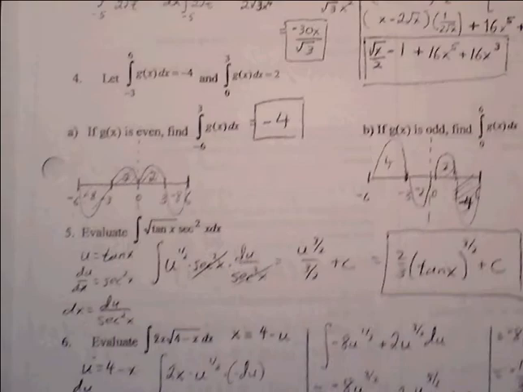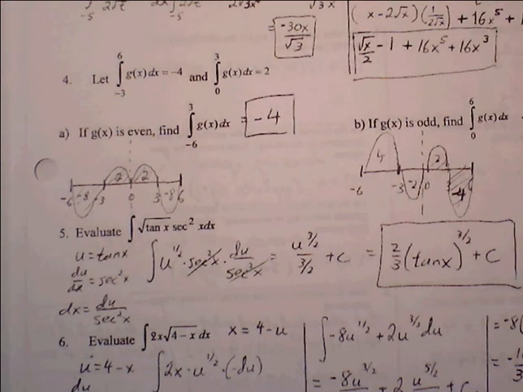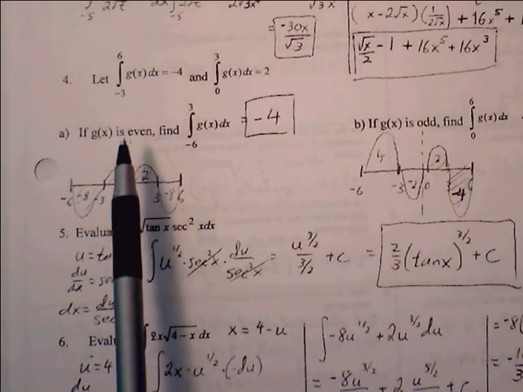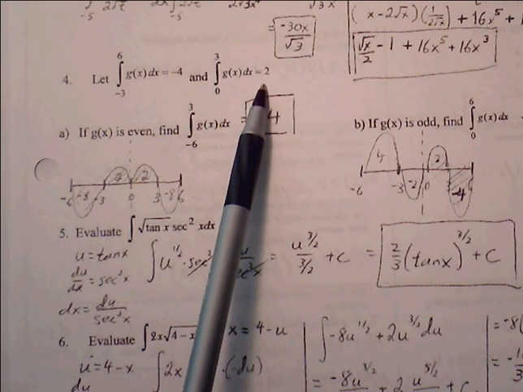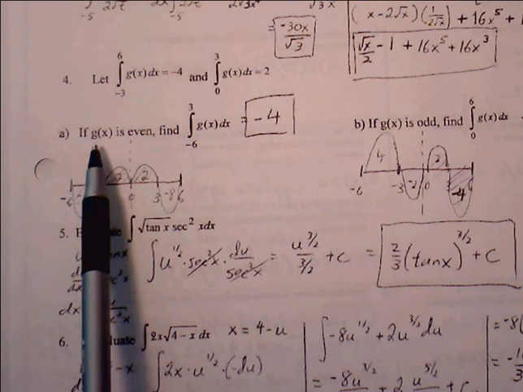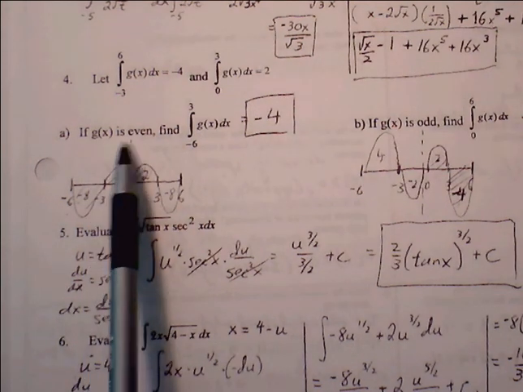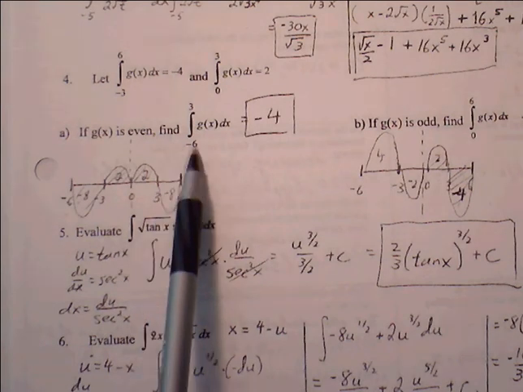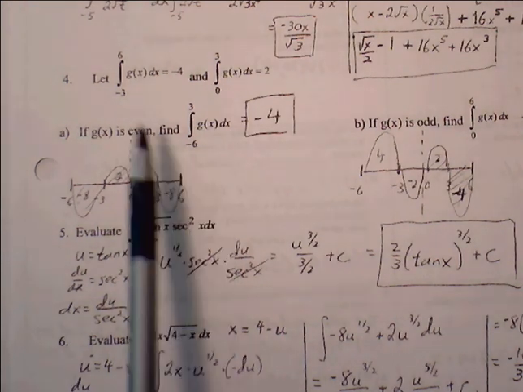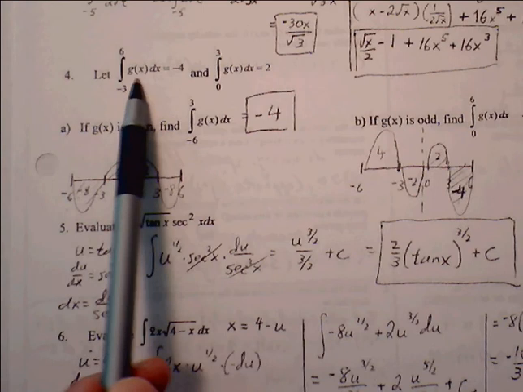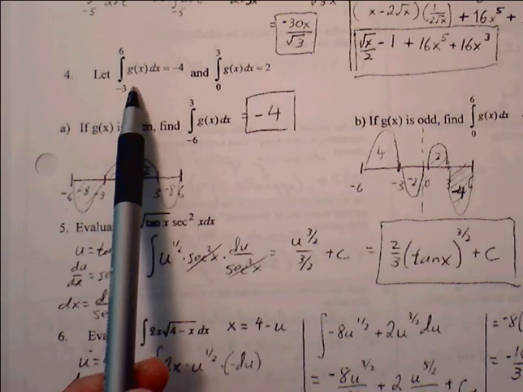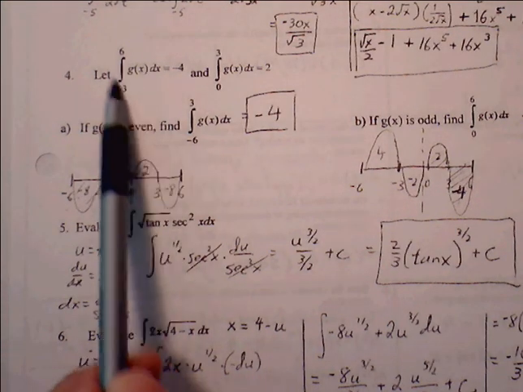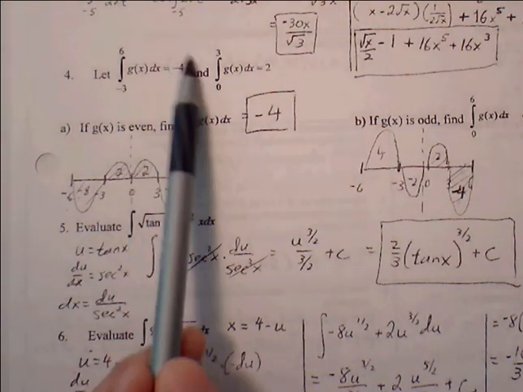Okay. All right, number 4, we have a definite integral from negative 3 to 6 is equal to negative 4. Integral from 0 to 3 of g of x is equal to 2. All right, if g of x is even, meaning that the graph is symmetrical about the y-axis, find the definite integral from negative 6 to 3. All right, now we can sketch this portion here. From negative 3 to 6, we want the net value to be negative 4.